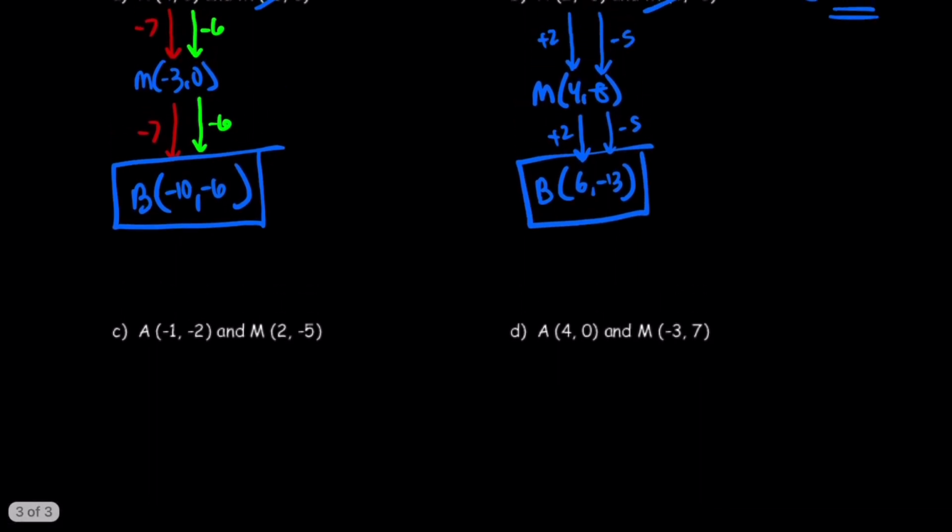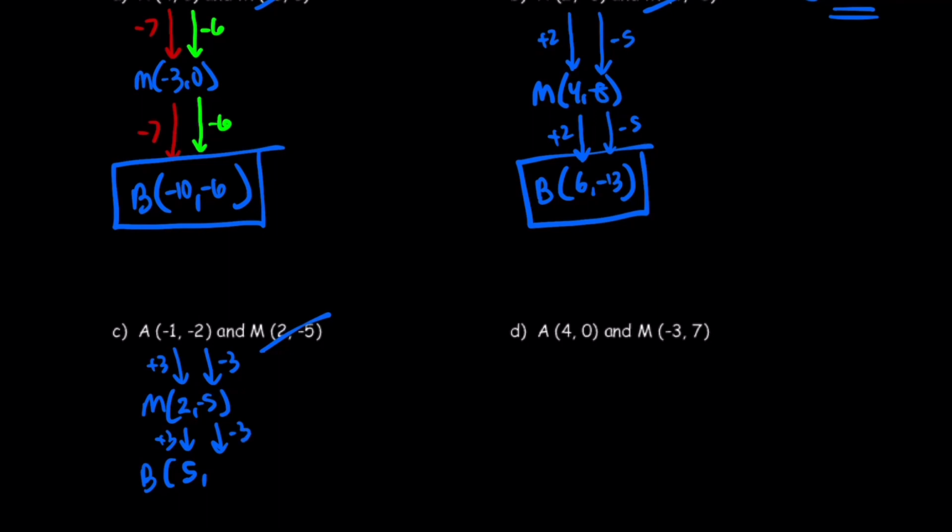Okay, try these last two on your own. You can pause the video and then resume. I'll just keep going. All right, so for C, bring down M, which is 2, -5, and then find the pattern. You went from -1 to 2. That means I added 3. And then to get to my endpoint, I have to take that and add 3. 2 plus 3 is 5. -2 to -5, I subtracted 3. And then -5 minus 3 is -8. So for that one, you should have gotten 5, -8.